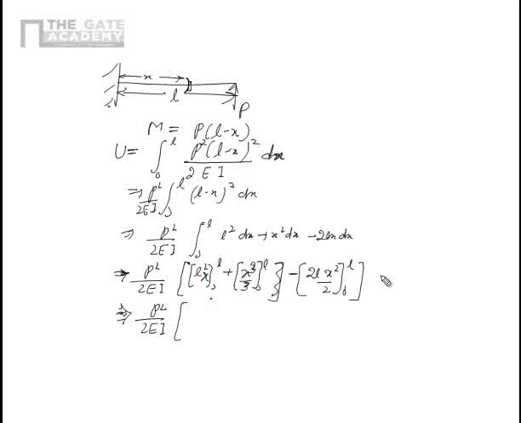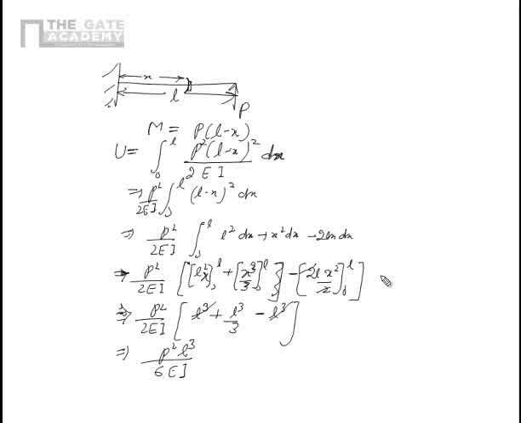This is L square x, sorry. It becomes L cube by 3 minus 0, so it becomes L cube again, right? This is x square, and when L is substituted, it becomes L square into L, which is L cube. So this gets cancelled out. So the value of strain energy is P square L cube upon 6 EI. That's the strain energy which is stored in the cantilever beam.